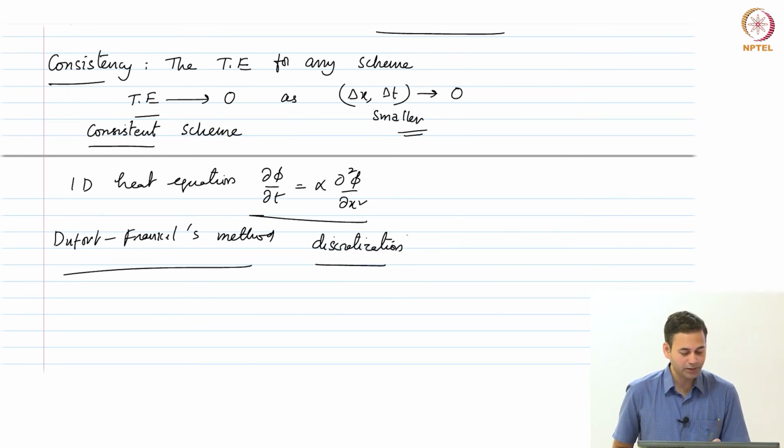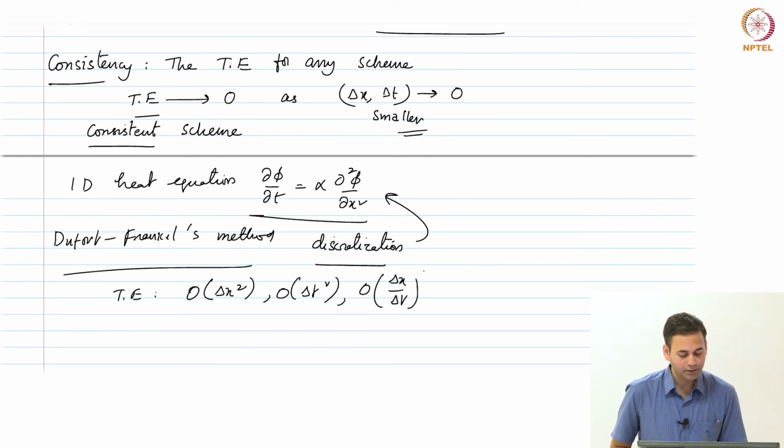If you use this method for the 1D transient heat conduction equation, the truncation error you would get would have terms which contain order delta x square, order delta t square, and order (delta x by delta t) square. Okay. So now do you see the problem? You see the problem, right? Essentially the first term is fine, second term is fine, but there will be some terms which will have this ratio of delta x by delta t. This is not good, right?